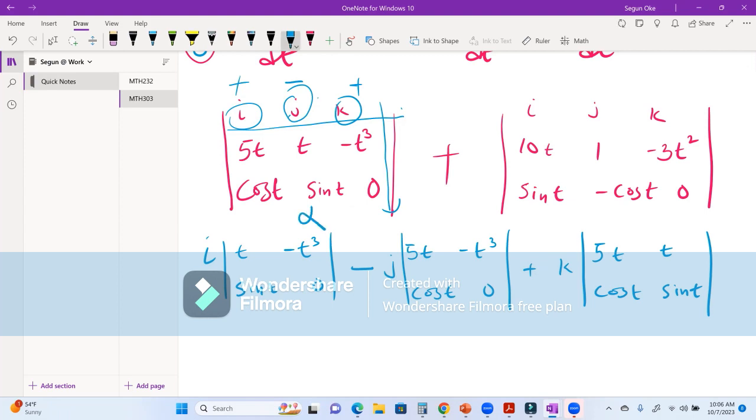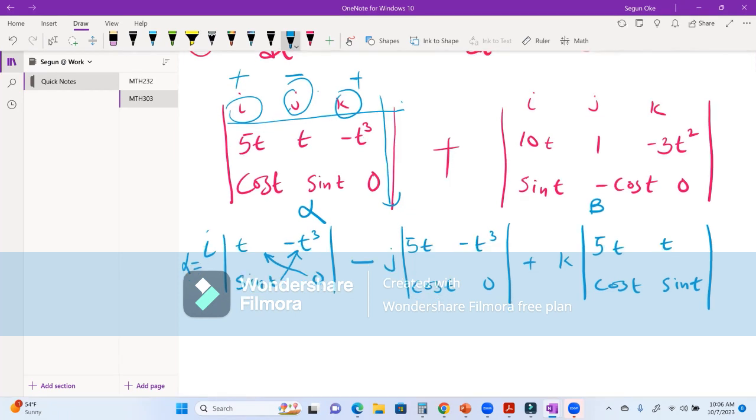Or this is alpha, this is beta. Then we need alpha plus beta later, right? So if my alpha is equal to this, let's solve it. Now, according to the law of determinants, this multiplied by this, minus this multiplied by this. So that is what we need to solve now.